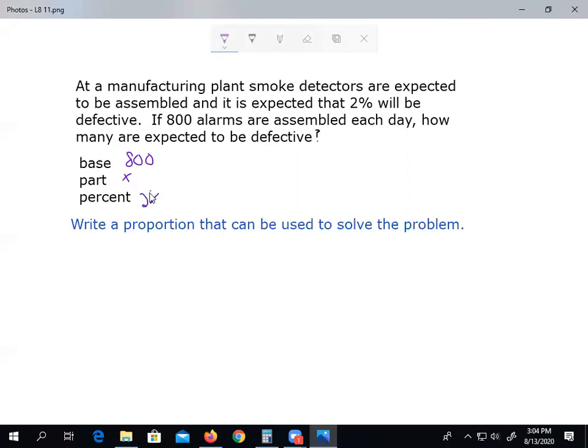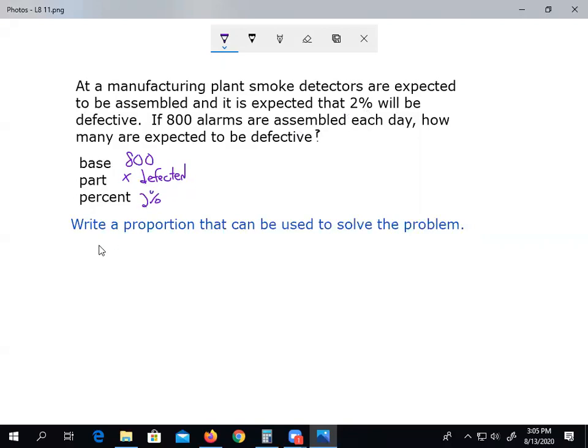So in this problem, the part is actually the defective part. The percent kind of tells you what the part actually is. So if you follow along with the label of the percent, that's going to be the label of the part. So 2% will be defective. That's going to tell you what the part's about. Defective. And we don't know what are defective.